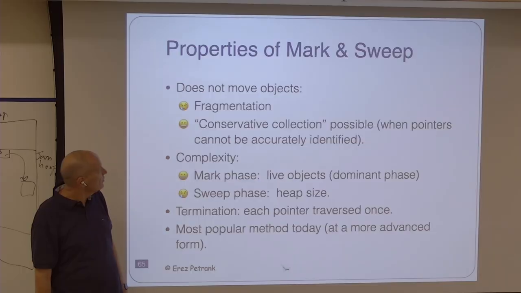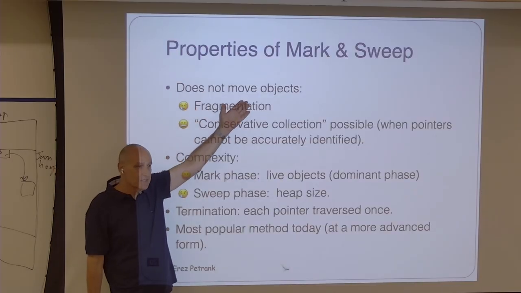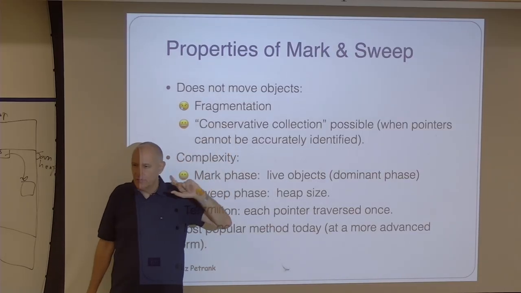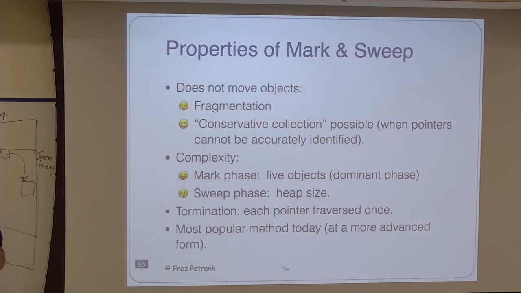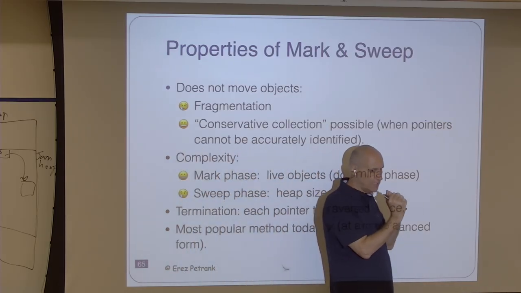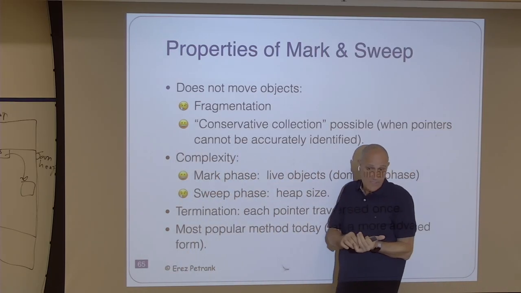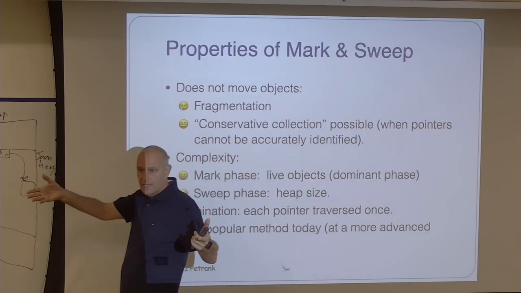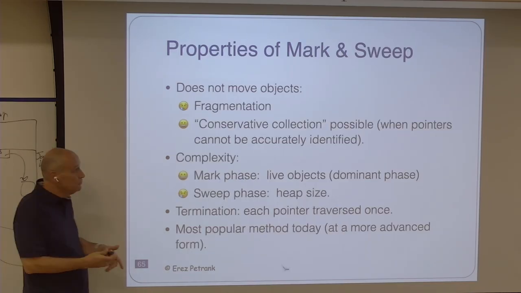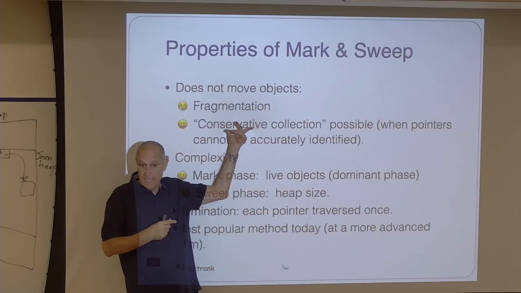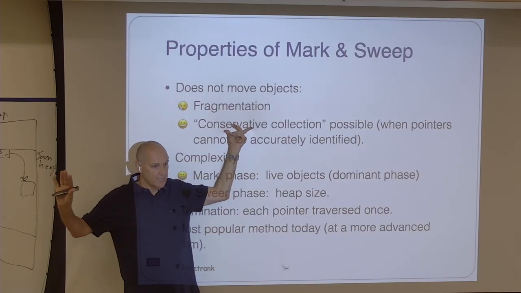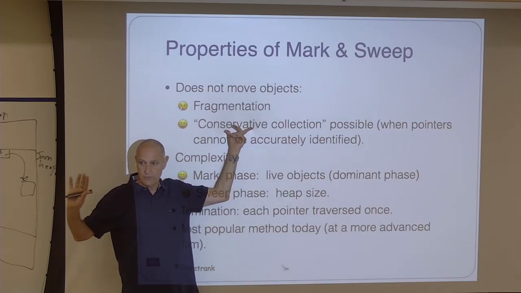Okay, cool. So properties: it doesn't move objects, which is bad in the sense of fragmentation. There is one good thing about it, and that is that sometimes you do not know if you have a pointer or not. This happens in real life. If you're in C, for example, you have a cell, a word. It has something that may be an integer, maybe a pointer. You could conservatively say if there is some word that seems to be pointing at my object, I will not reclaim my object. Maybe it's reachable, so I will not reclaim it.